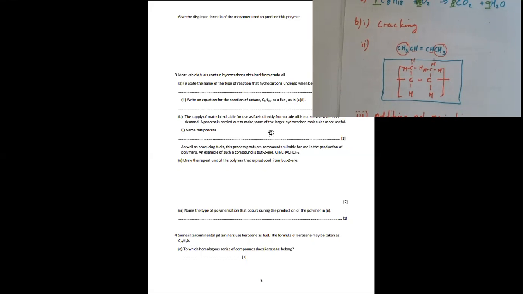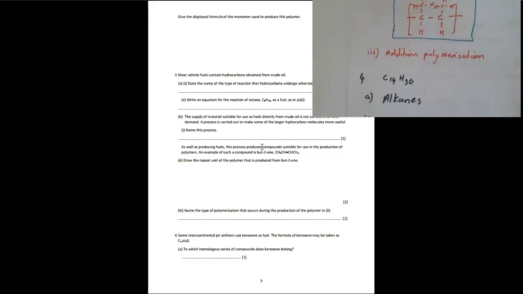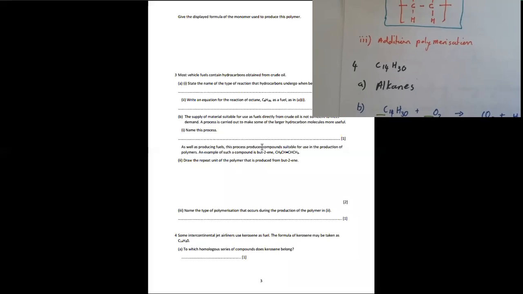Happy? Name the type of polymerization. It's called addition. Addition polymerization. What other polymerization is there except for addition?